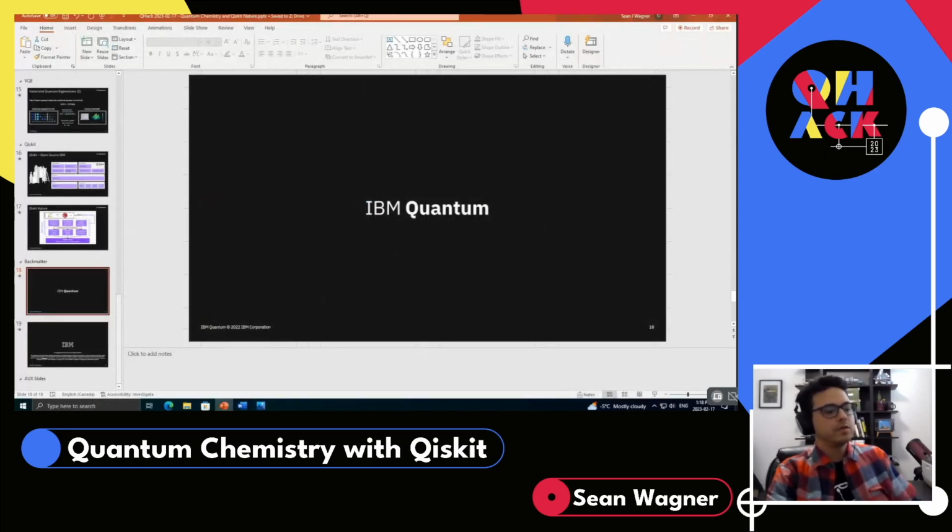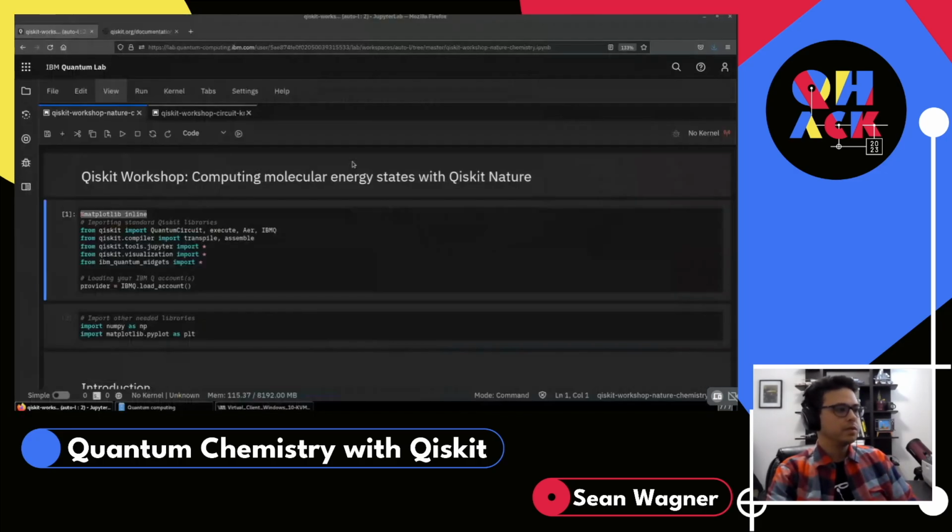But just to quickly show you what we can do in the code. Here I am in the IBM Quantum platform. This is an open platform. Anybody can sign up for a free account. You can start programming in Qiskit.